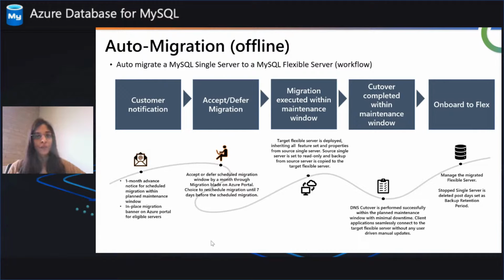Next, we perform the DNS cutover, and we maintain the same connection string so that client applications can seamlessly connect to the target flexible server. Next, you are all set to manage your flexible server. The AM cache refresh rate is currently at 30 minutes, so it might take 30 minutes for you to be able to manage or log into your flexible server with CLI or Azure portal.